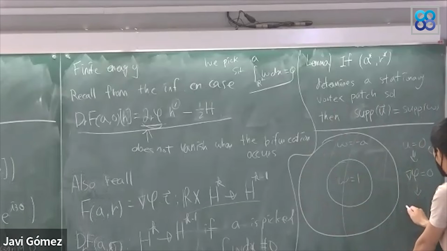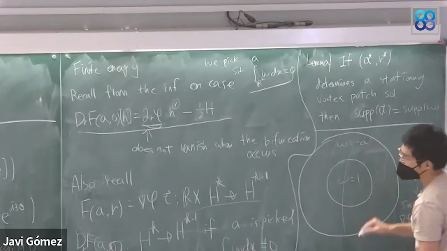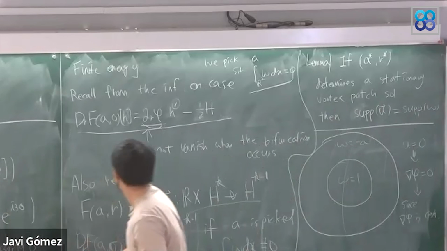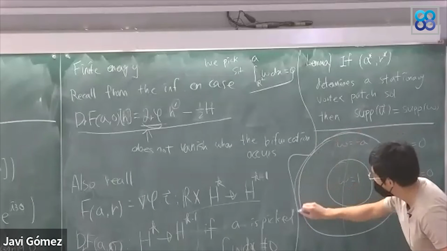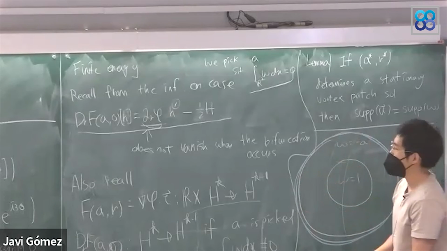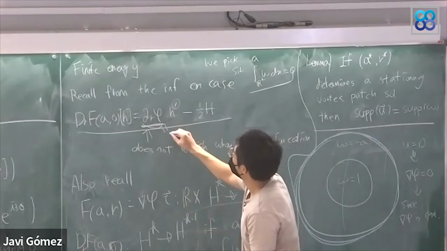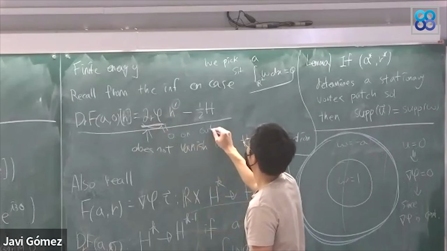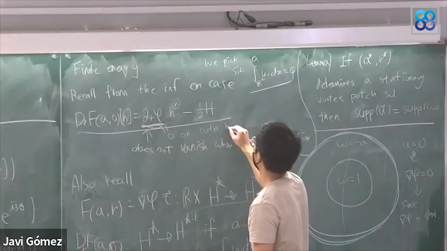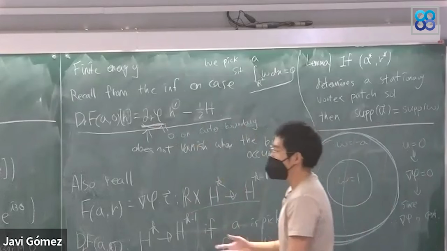And because the gradient of psi is continuous, the gradient of psi has to be 0 on this outer domain. Right. That means that this guy equals 0 on the outer boundary. So it's a degenerate case.